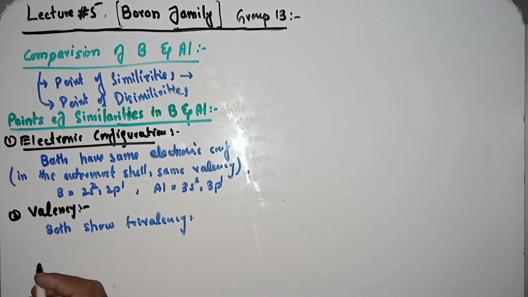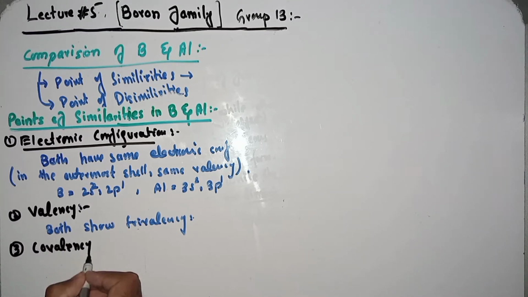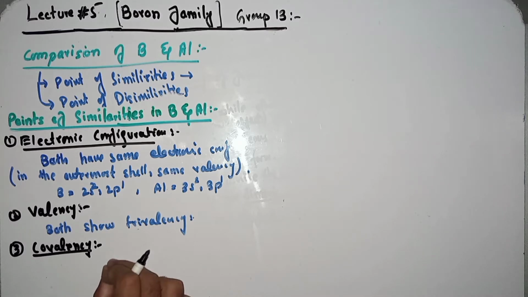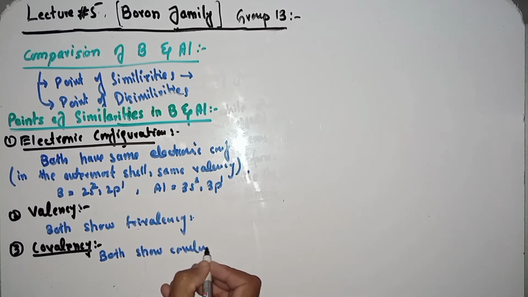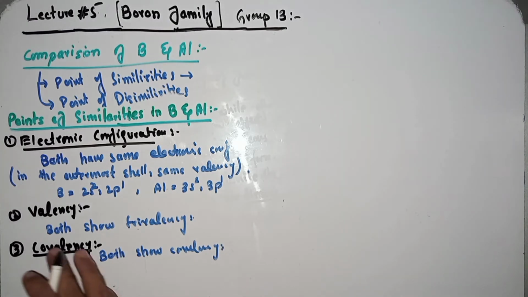For the next point, that is covalent character, that is covalency. Both aluminium as well as boron show covalent character. Covalency and valency are almost the same. Covalent character is present in boron compounds as well as in aluminium compounds.